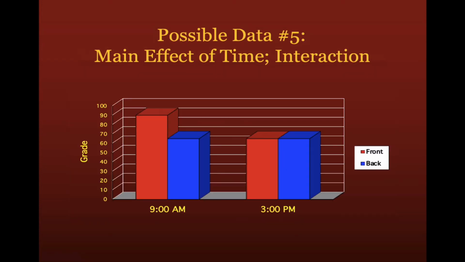If you have a bar graph, it would look like this. Again, it would show that at 9 o'clock, front is doing better than back, but at 3 o'clock, they're doing the same. It also indicates that those in the 9 o'clock class, on average, are doing better than the 3 o'clock class. And on average, those in the front, the two red bars, are doing better than those in the back, represented by the average of our two blue bars.